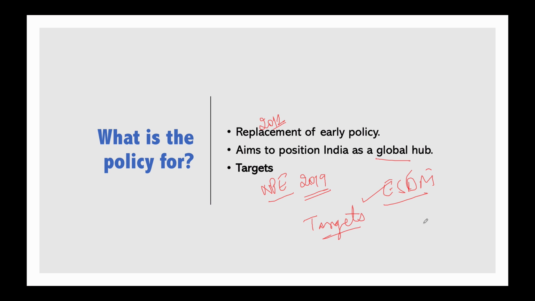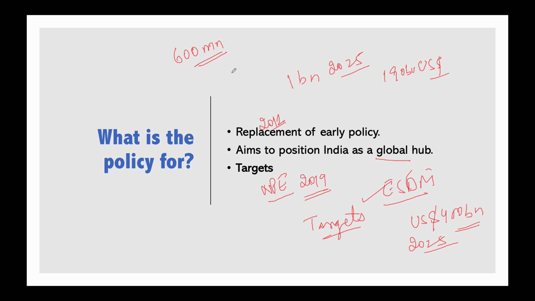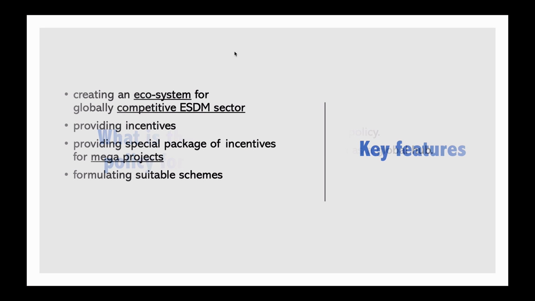The main target is that this policy is aiming at achieving a turnover of around 400 billion US dollars by 2025 in this ESDM sector through domestic manufacturing and export. So they want to boost manufacturing in our country and the export system. This will include a targeted production of 1 billion mobile handsets by 2025, valued at around 190 billion US dollars. A part of this includes another target: they want to produce 600 million mobile handsets, valued at 110 billion US dollars, for export. These 600 million handsets are only for export purposes. So these are the reasons why this policy is coming in.